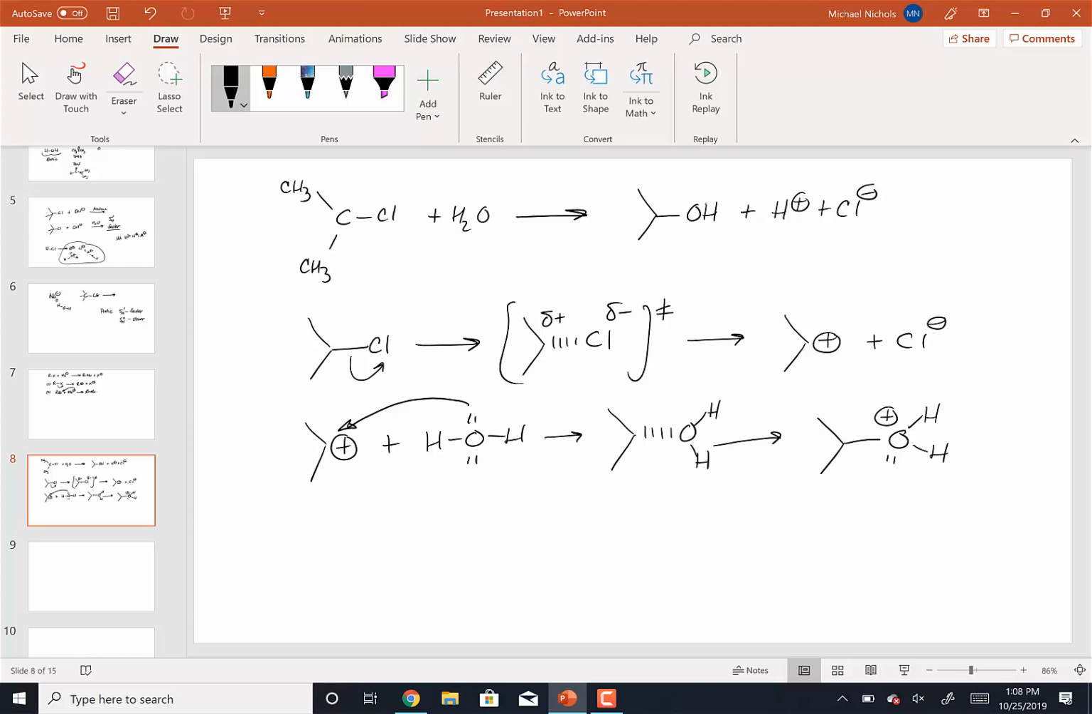So if I average my charges, what's the carbon going to be? It's going from +1 to 0, so the carbon gets a delta plus. The oxygen's going from 0 to +1. The oxygen gets a delta plus. Okay, so we're writing the transition states like we write transition states. Show the bonds that are made or broken with dotted lines, average out the charges.